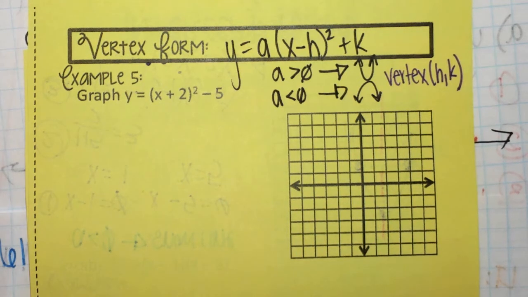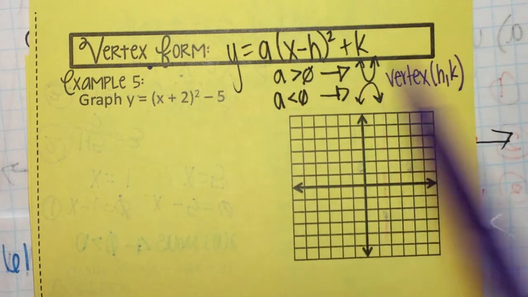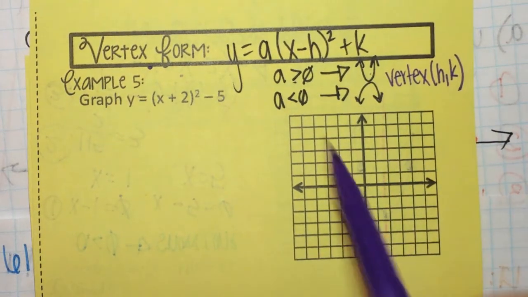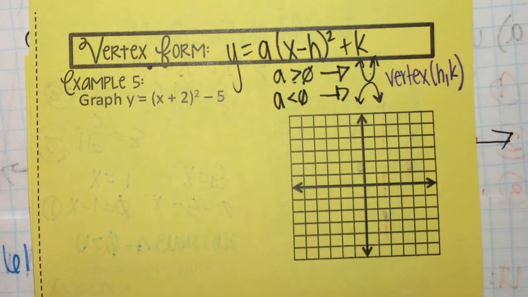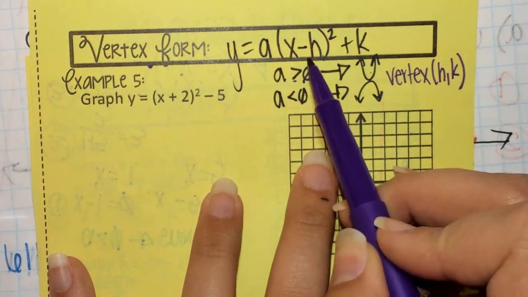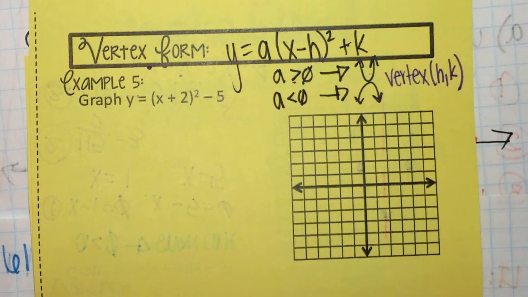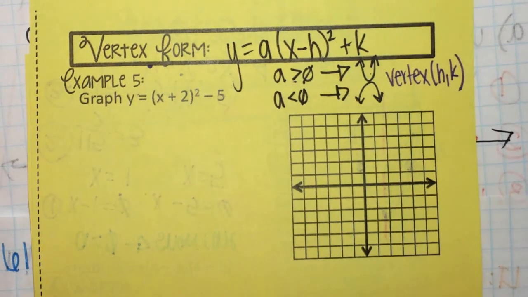So this is vertex form. In vertex form, your positives and negatives out front still apply. If a is greater than 0, it's taco. If it's less than 0, it's snow cone. Vertex form gives you your vertex, and intercept form gives you your intercepts. Your vertex is (h, k), which means you always take the opposite of whatever's in the parentheses for h, and then k.